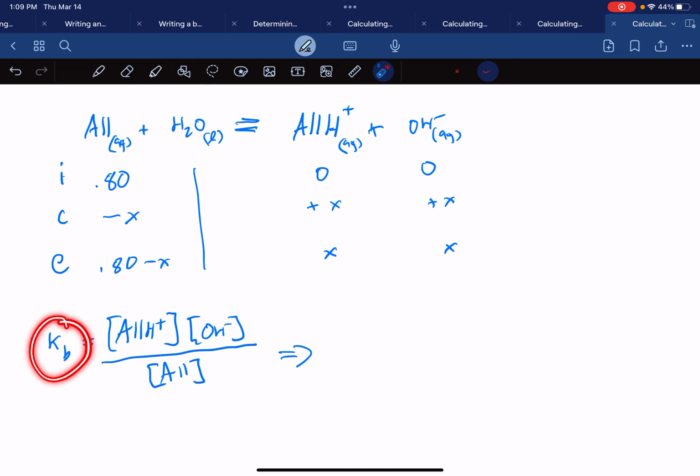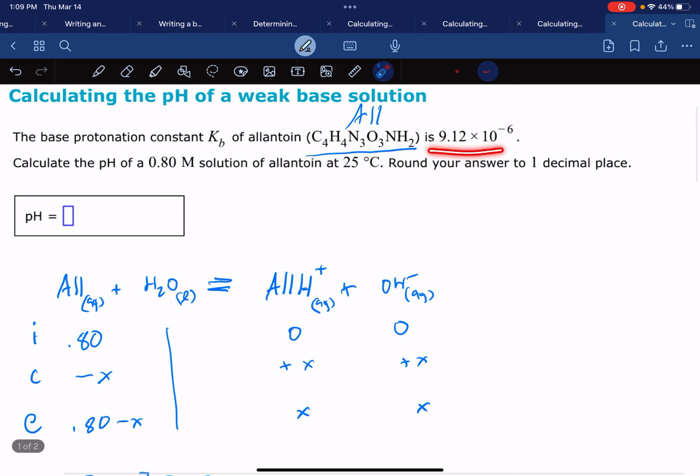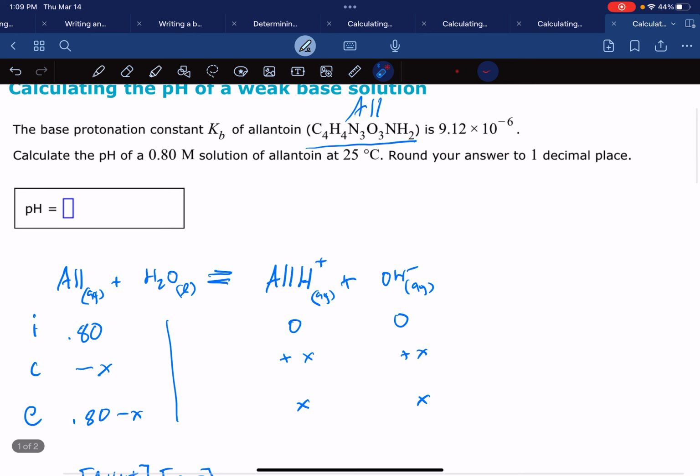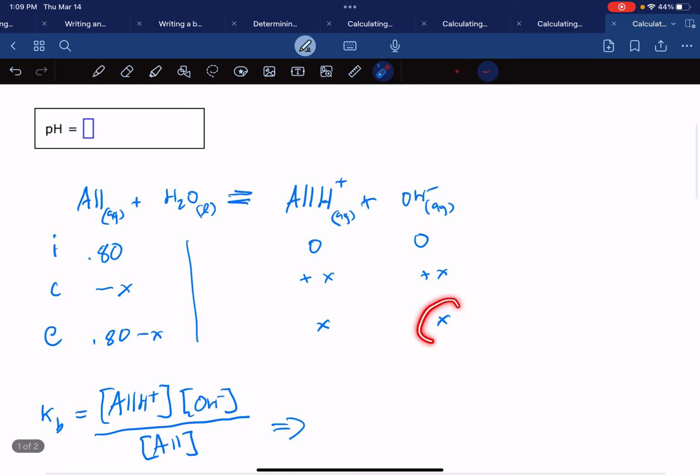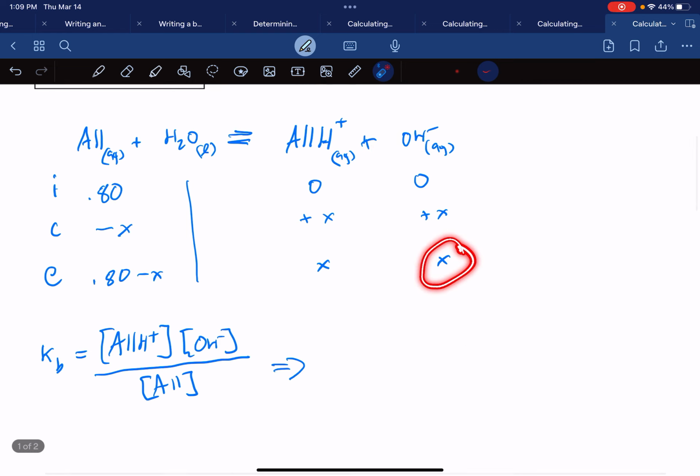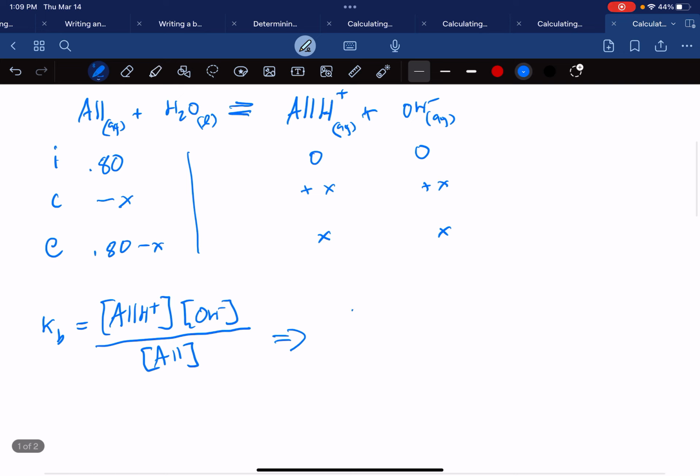Now, they've given us the Kb, that is this right here. And what we need to be aware of here, when they ask us to solve for the pH, that's the negative log of the H plus. But when we're dealing with a base, what we're actually solving for when we solve for x is OH minus. So when we finally get our x value from this, we're going to know what our OH minus concentration is, and then we're going to have to switch that over to H plus to figure out our pH, which is what they're asking for.